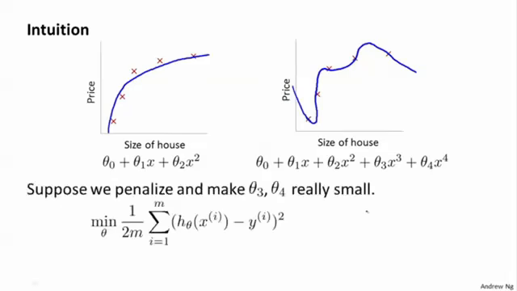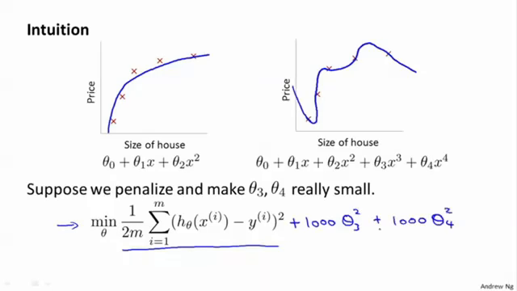Consider the following. Suppose we were to penalize and make the parameters theta 3 and theta 4 really small. Here's what I mean. Here's our optimization objective, where we minimize our usual squared error cost function. Let's say I take this objective and modify it and add to it plus 1000 theta 3 squared plus 1000 theta 4 squared. 1000 I'm just writing down as some huge number.